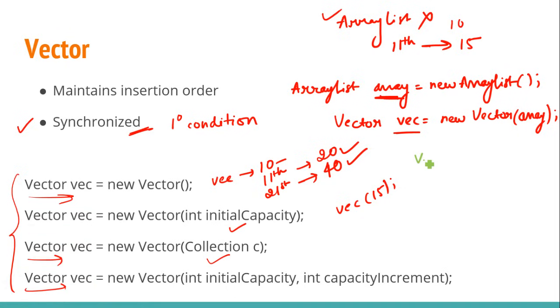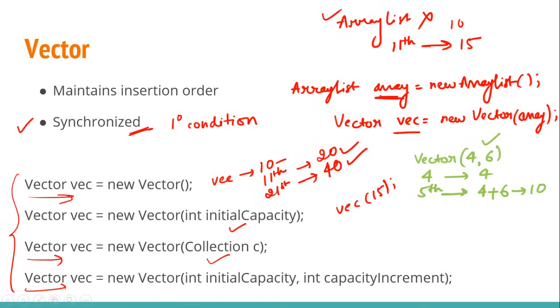Let's say we create a vector saying that the initial capacity is 4 and the increment size is 6. So till you have 4 elements in the vector, the capacity will be 4. As soon as you add the 5th element, the capacity will become 4, that is the initial capacity, plus capacity increment, this value, that is 6. So as soon as you enter the 5th element, the capacity of the vector becomes 10.